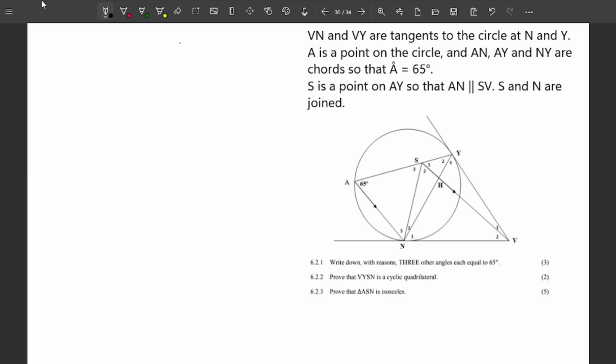The question statement states VN and VY are tangent to the circle at N and Y. Okay, so those are the two tangents that we have. A is a point on the circle, and AN, AY, and NY are chords. So that angle A is equal to 65 degrees. Now S is a point on AY, so that AN is parallel to SV. S and N are joined.